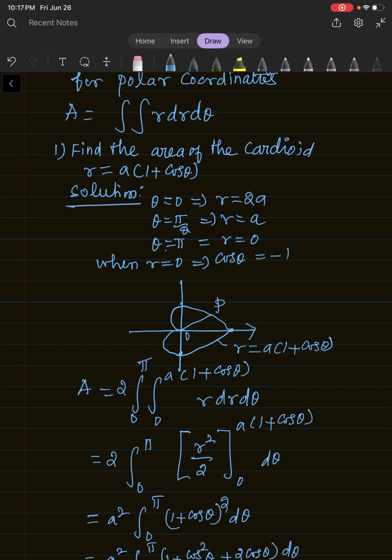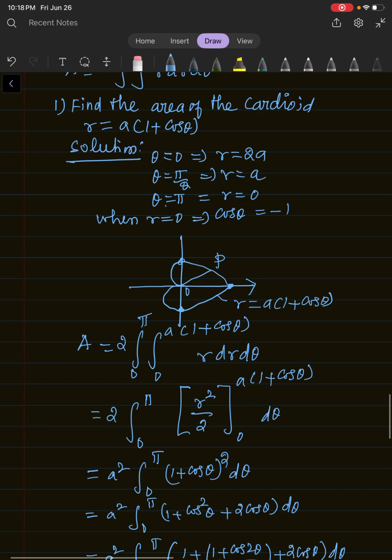To trace the curve, we are going to take theta value and r value. When theta is 0, r equal to 2a. When theta equal to pi by 2, r is a. When theta equal to pi, r is 0. First, we are going to mark r is equal to a here and r is a here. Here also we are substituting. Therefore, we are tracing the curve like this. So, the cardioid curve, we are getting the heart-shaped curve. When we substitute r is 0, cos theta equal to minus 1.